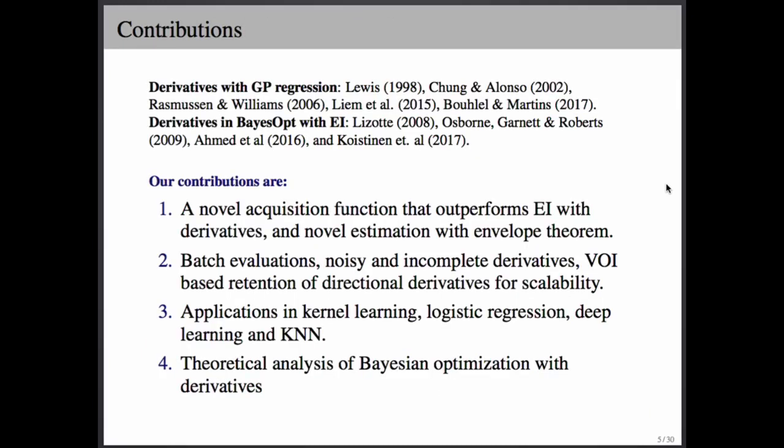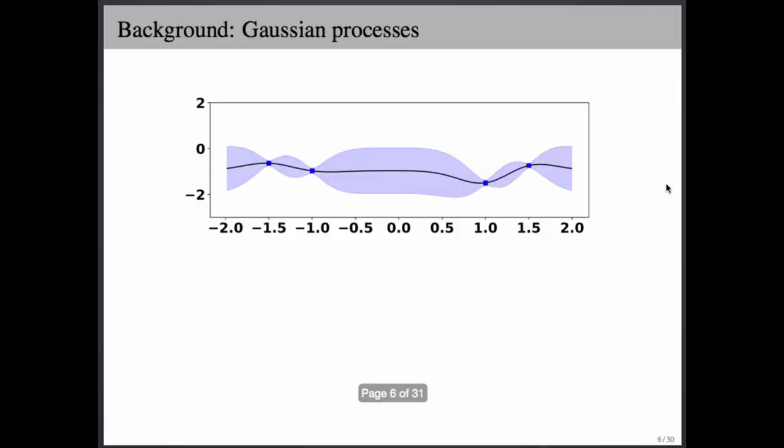In summary, there's some exciting related work, and our contributions include a novel acquisition function that outperforms EI with derivatives, and a novel estimation of this acquisition function using the envelope theorem, batch evaluations, noisy and incomplete derivatives, and value of information-based retention of single directional derivatives for scalability, applications in kernel learning, logistic regression, deep learning, and k-nearest neighbors, further revealing where gradient information is most valuable, and a theoretical analysis of our approach to Bayesian optimization with derivatives, showing asymptotic consistency and one-step Bayes optimality.